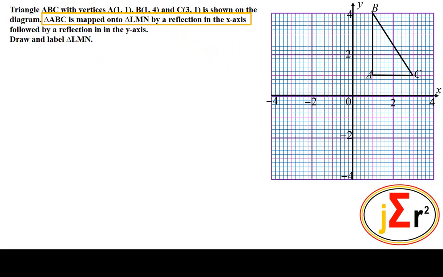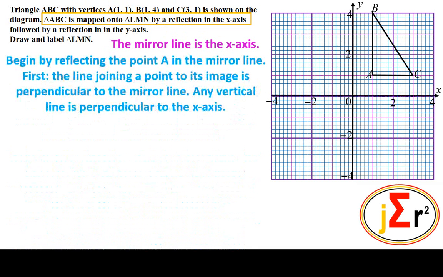Triangle ABC is mapped onto LMN by a reflection in the x-axis. The mirror line is the x-axis, as we have it shown there. Begin by reflecting the point A. So we are going to do it point by point. Begin by reflecting the point A in the mirror line.